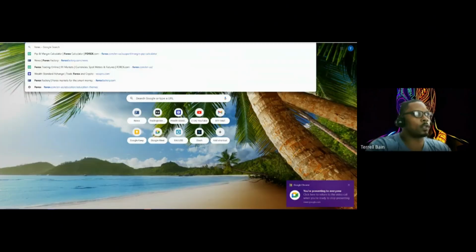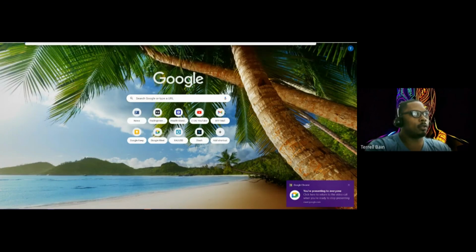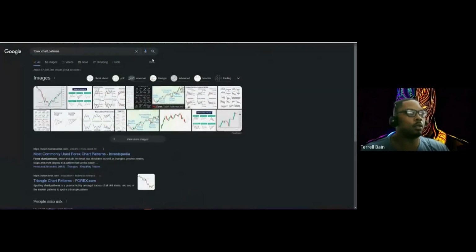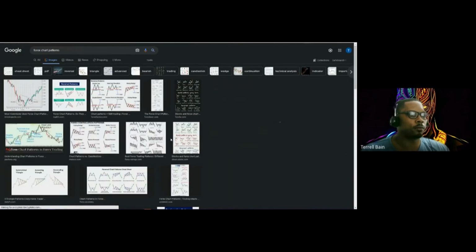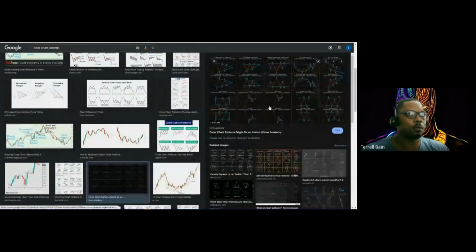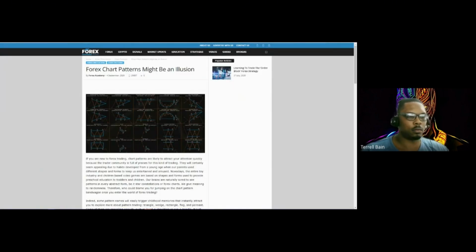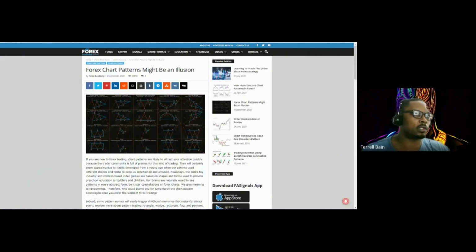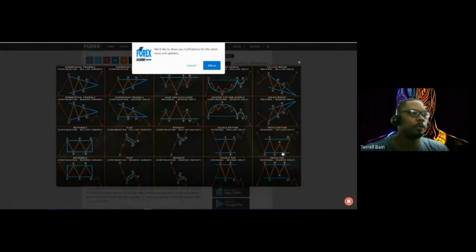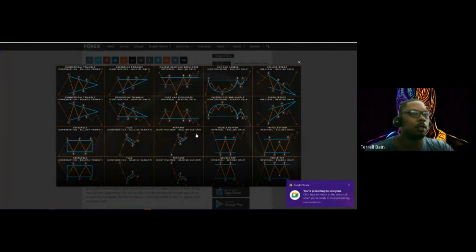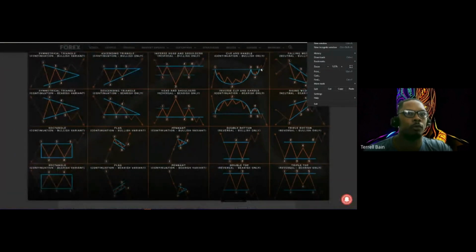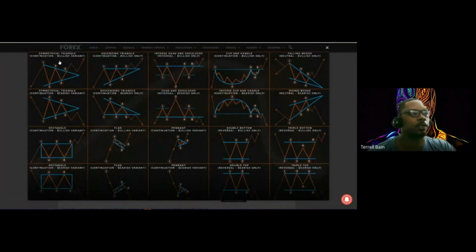So, Forex chart patterns. Okay, and there's one that my son actually has on this one right here. Yeah, I popped it in the chat so you guys can pull it up for yourself. But this is what it looks like. All right, and let's see if I can zoom it in a little bit. All right, boom. This is all you got to do, is get familiar with these.